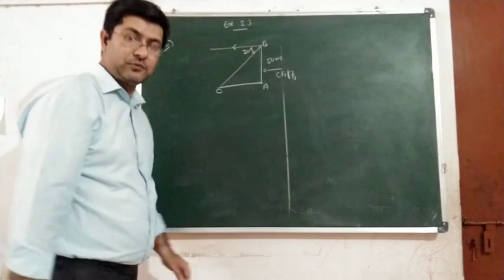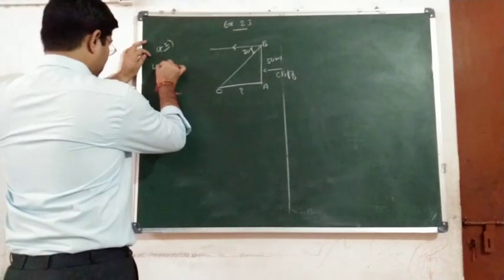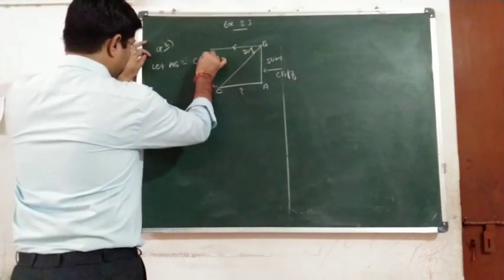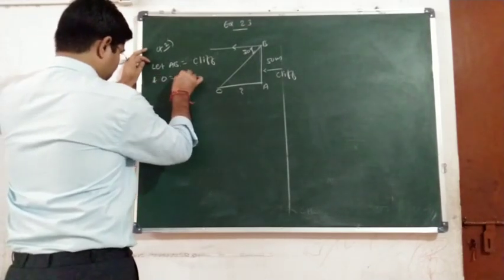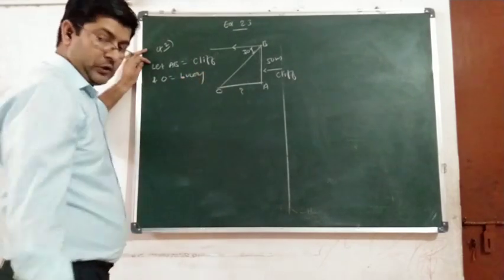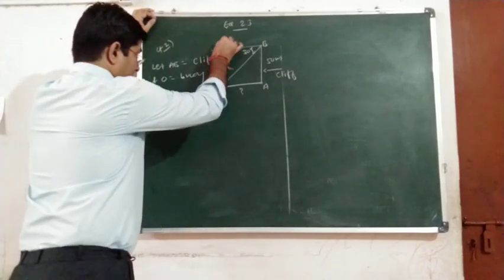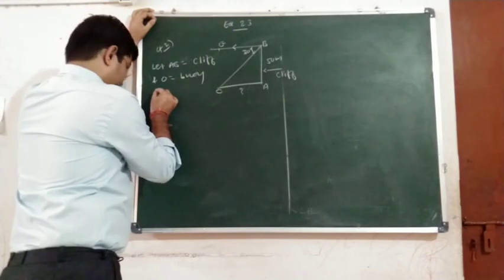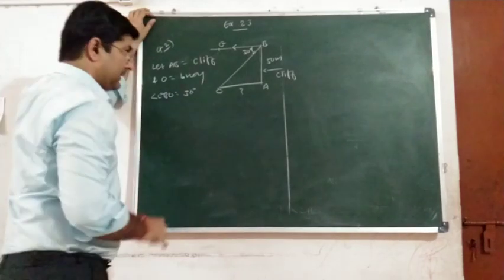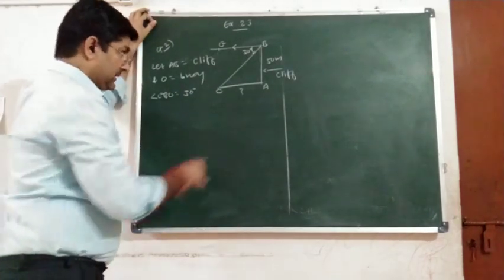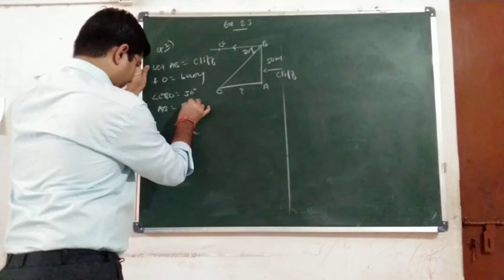So let us write down the description first. We have to calculate the distance OA. Let AB be the cliff, and O represents the boy, and angle EBO, this is the angle of depression, that is 30 degrees. Clear? So obviously AB is also given. What is the value of AB? That is 50 meters.